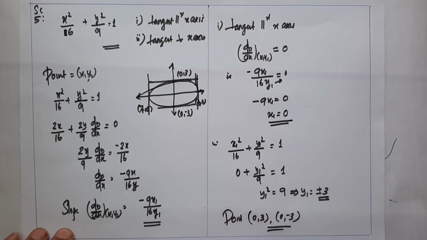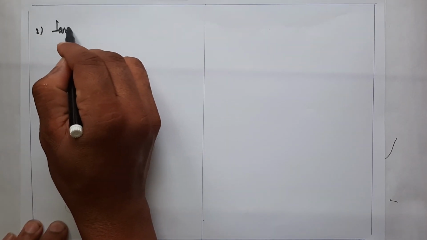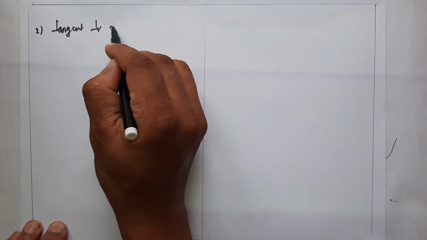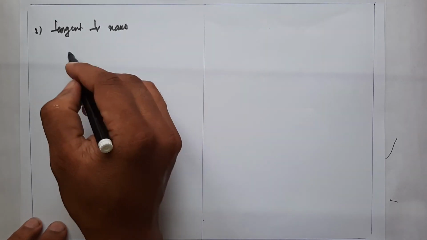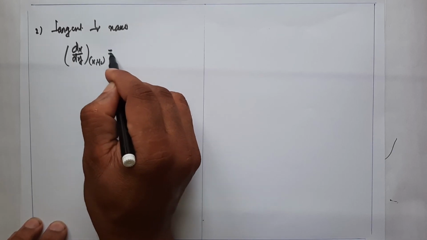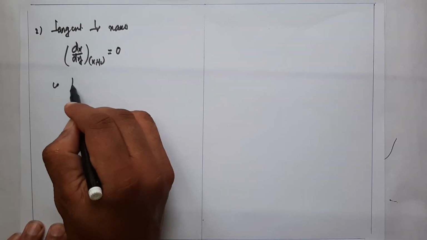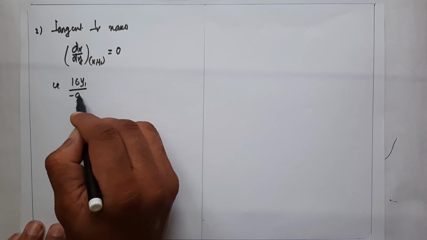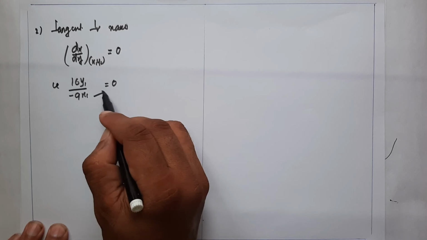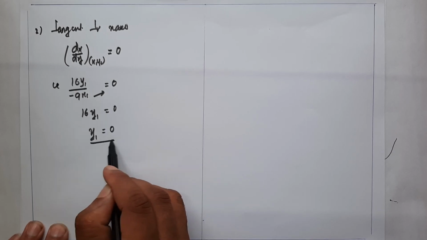Okay, next we find when the tangent is perpendicular to the x-axis. When a tangent is perpendicular to the x-axis, the condition is dx by dy at x1 y1 is equal to 0. dy by dx at x1 y1 is minus 9x1 divided by 16y1. Therefore dx by dy, the reciprocal, is 16 y1 divided by minus 9x1 is equal to 0. On cross multiplying, 16 y1 is equal to 0. Therefore y1 is equal to 0 divided by 16, that is 0.